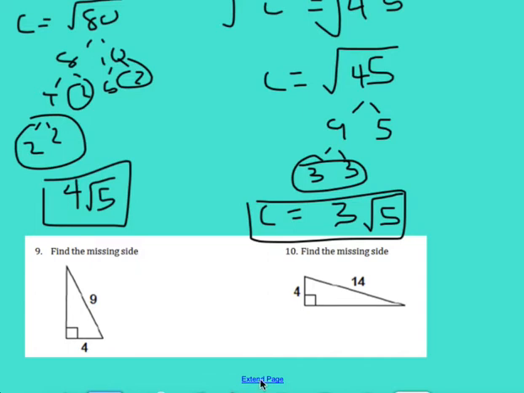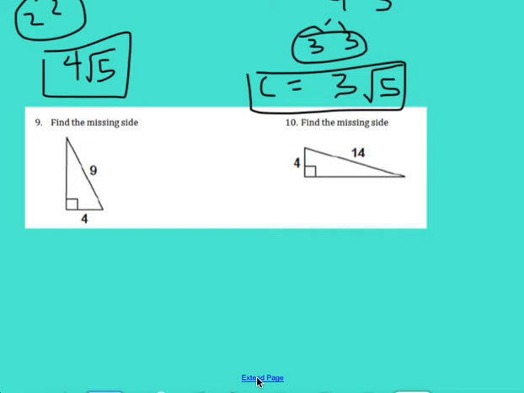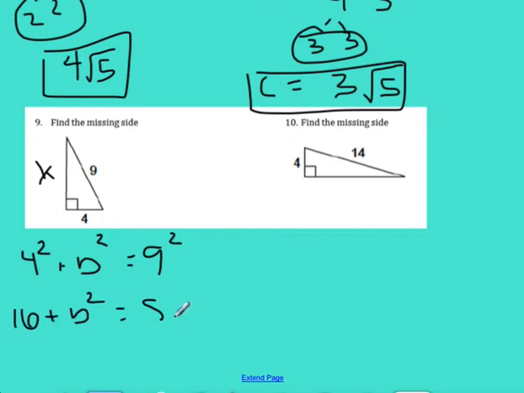So let's take a look at number 9. For number 9, what we want to do is figure out what one of our legs is. One of our legs is missing, so let's just call that b. So 4 squared plus b squared is equal to 9 squared. It doesn't matter if you assign the missing leg to be a or b. You can decide. So 4 squared is 16 plus b squared is equal to 81.